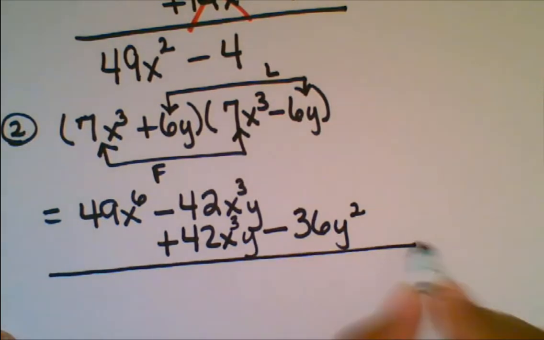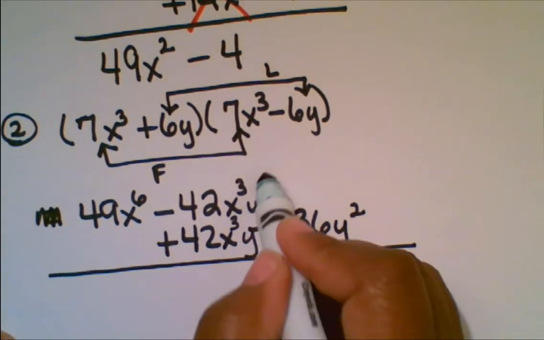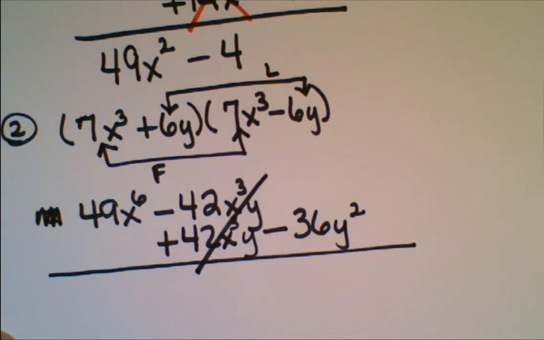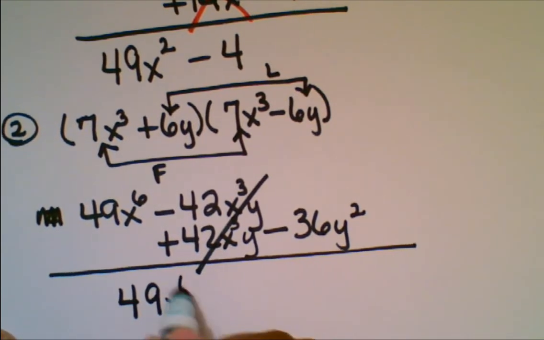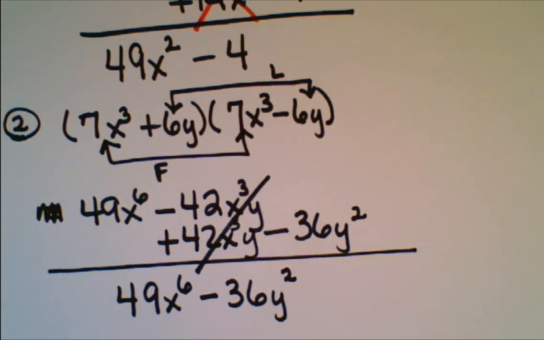Look at your middle terms. The outer and inner terms are opposites of each other. They're going to cancel out, and we're left with 49x to the 6th minus 36y squared. No more middle term.